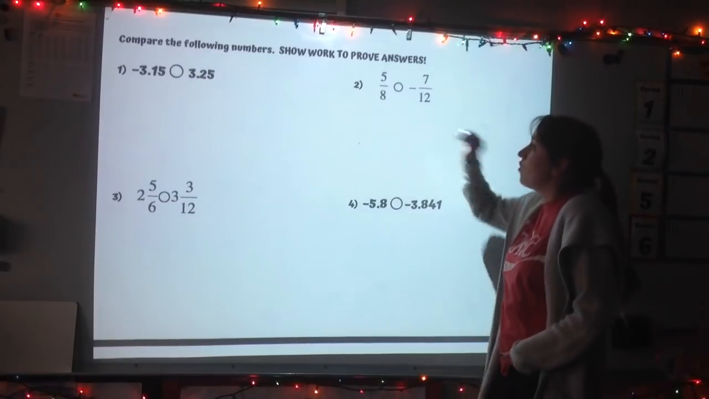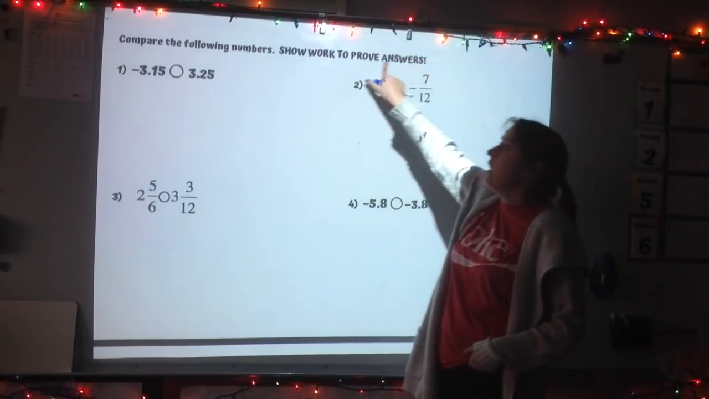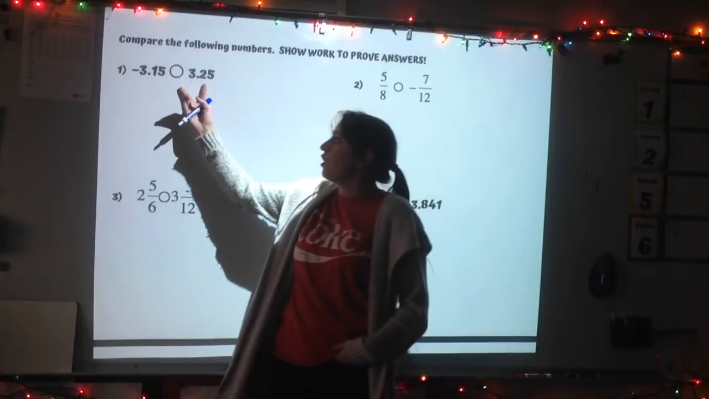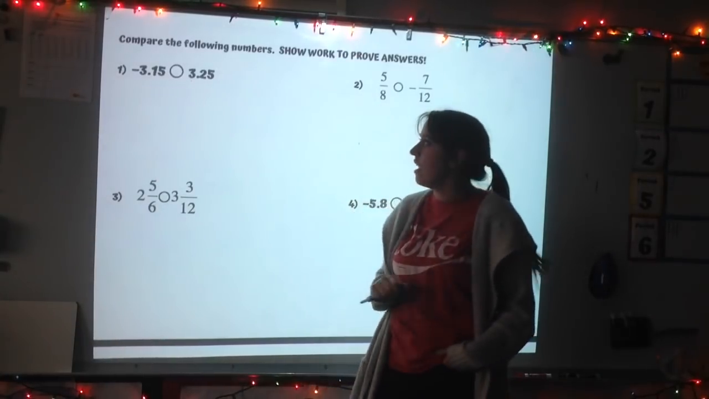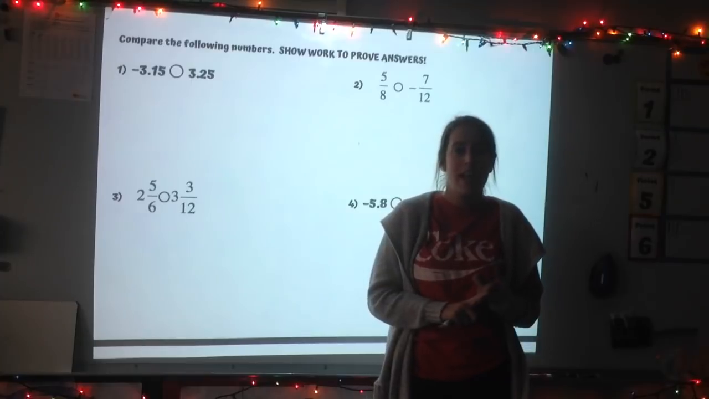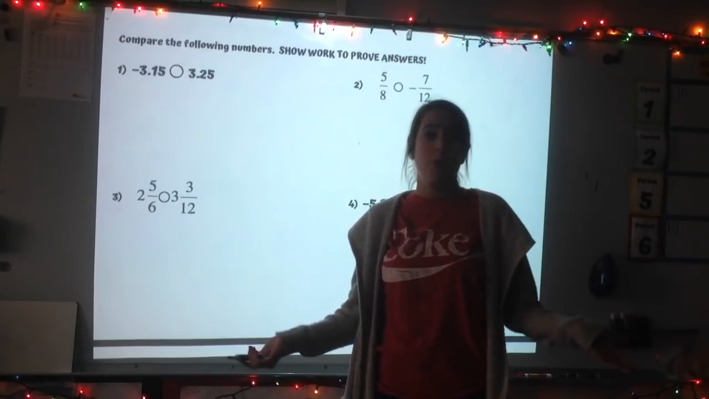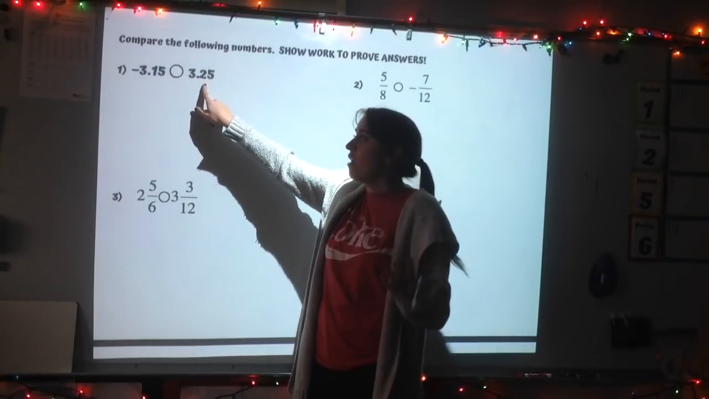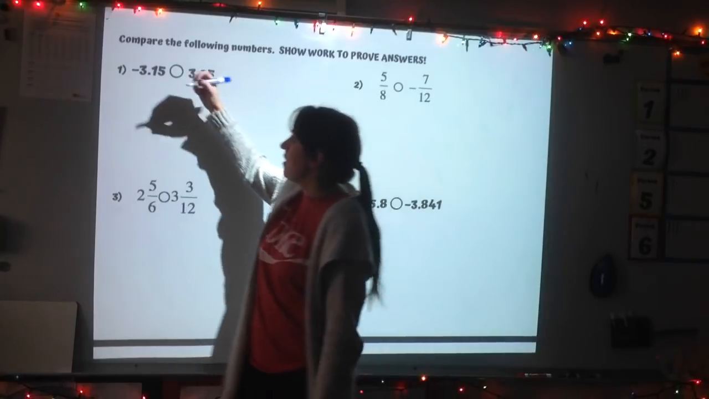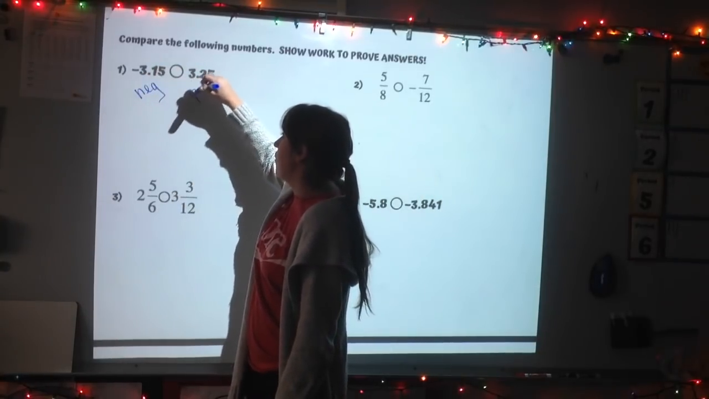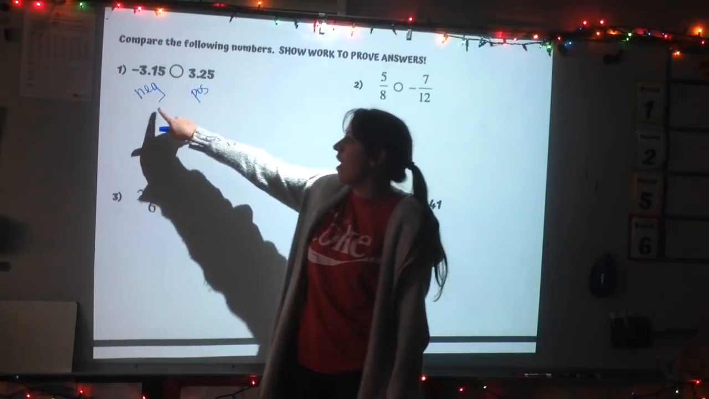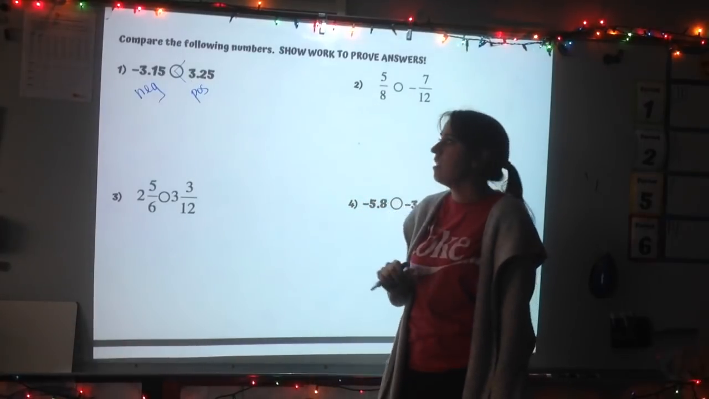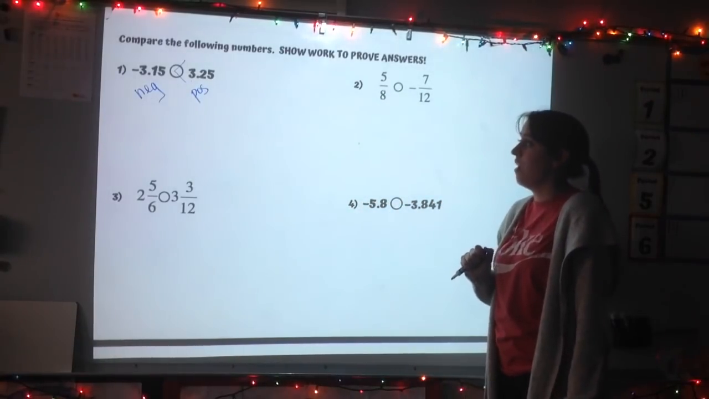Alright, so comparing the following numbers, this is very important, you are not going to get credit unless you are showing work to prove your answer. Okay? So let's look at this first one. We've got -3 and 1/500ths and 3 and 2/500ths. So the first question we said to ask ourselves, are they both negative, are they both positive, or are they different? So we've got a negative number here and a positive number. So I actually don't have to do anything other than compare that this is a negative and this is a positive. So that's how I want you to show your work. We know that every single negative is going to be smaller than a positive. So -3 and 1/500ths is smaller than 3 and 2/500ths.